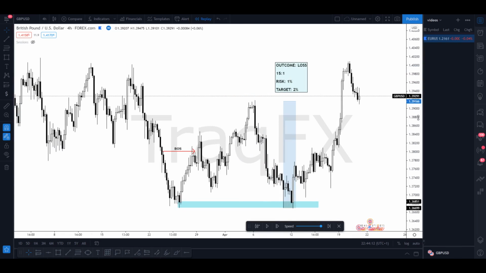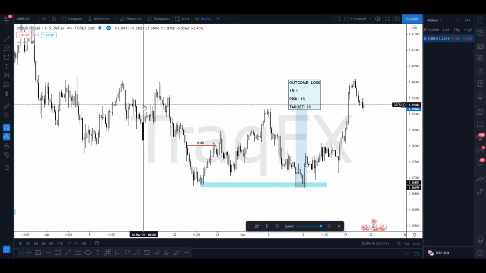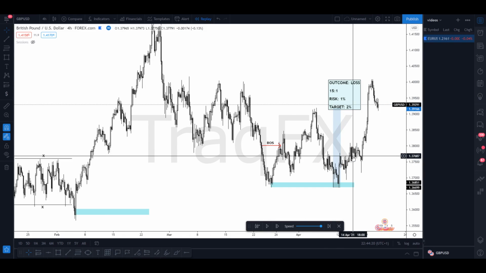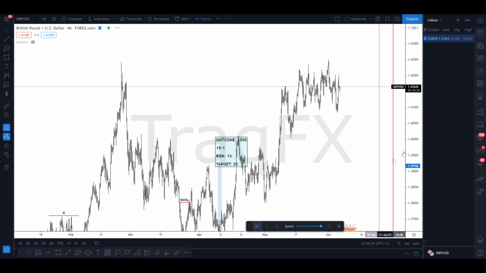All the rules, remember, I'm entering with my rules. I'm not just randomly entering out of this institutional candle over here because I see it gave me a good move down. My rules is trade with the trend. If that's my rules, I have to follow it. And yeah, that's basically how I would backtest GBP USD.